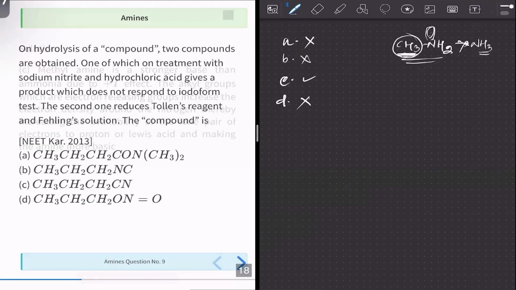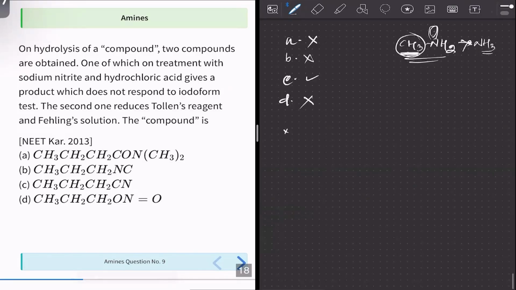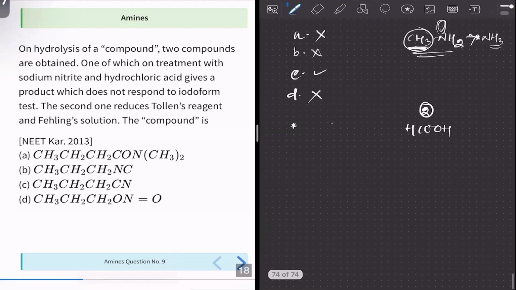On hydrolysis of a compound, two compounds are obtained. One of which, on treatment with sodium nitrite and hydrochloric acid, gives a product which doesn't respond to the iodoform test. The second one reduces Tollens' reagent and Fehling's solution. So the second one will be HCOOH, formic acid, because formic acid reduces both Tollens' reagent and Fehling's solution, and it is a product of hydrolysis.